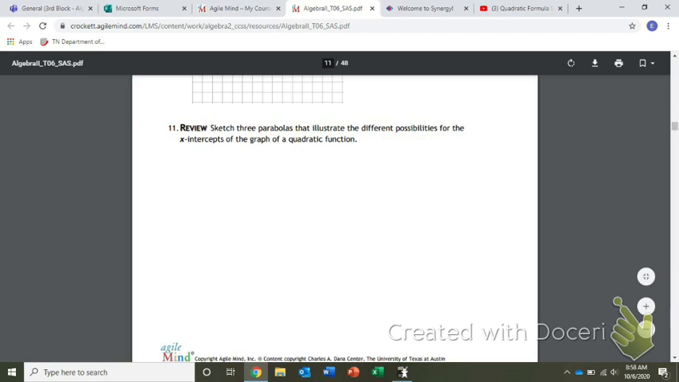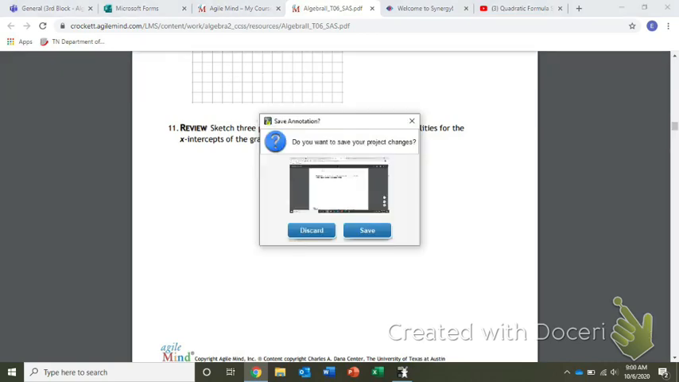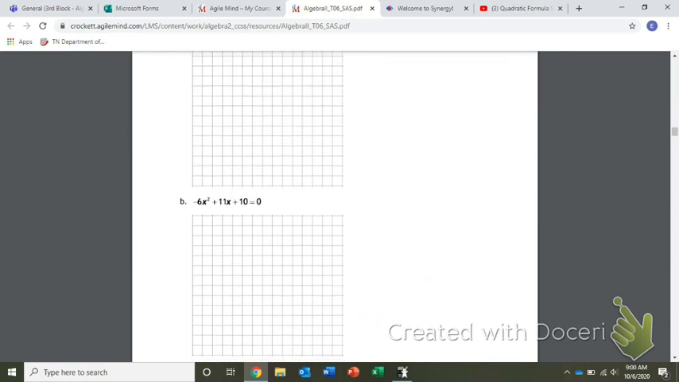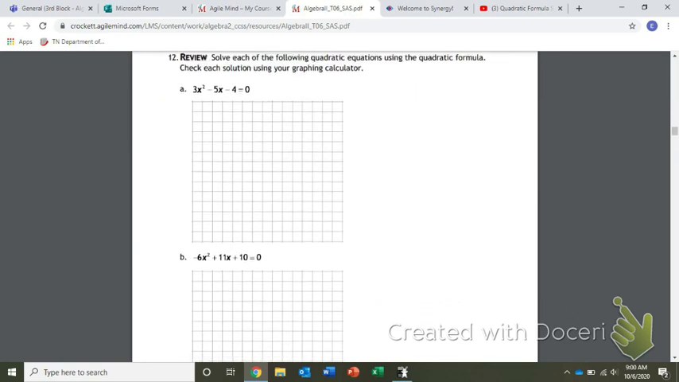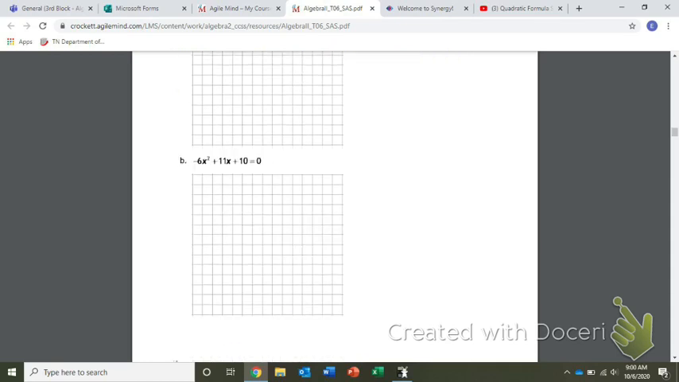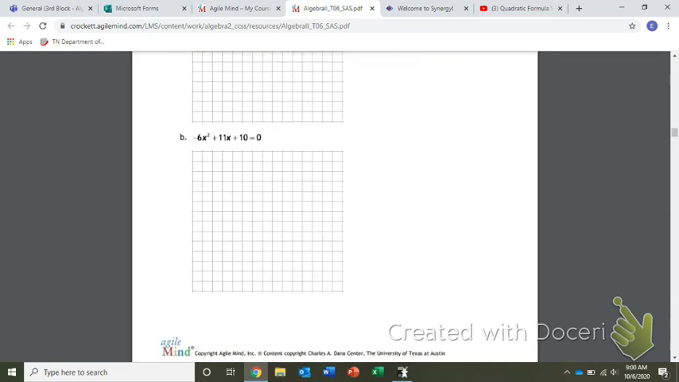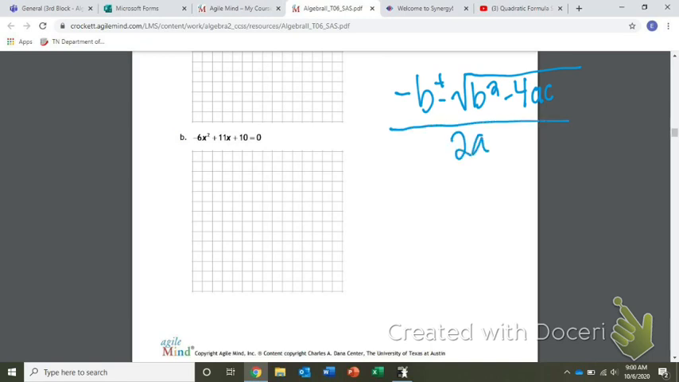Okay. If you go to, let's see, number 12 and 13, those are 2 quadratic formulas. I know you love them. So I'm going to do B with you. So remember, here's the formula. Negative b plus or minus the square root of b squared minus 4ac all over 2a. Okay? You gotta know it, guys.